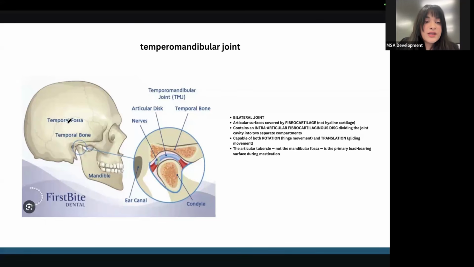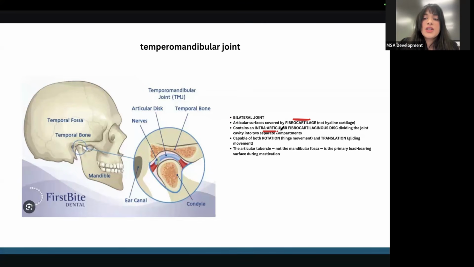Okay, so this is a temporal fossa and this is a temporal bone. Now recall that your jaw inserts on both sides, right? Both sides of the face. It's a bilateral joint. The articular surfaces are covered by fibrocartilage, not hyaline cartilage, because fibrocartilage is stronger, and when you're chewing, there's a lot of force involved.